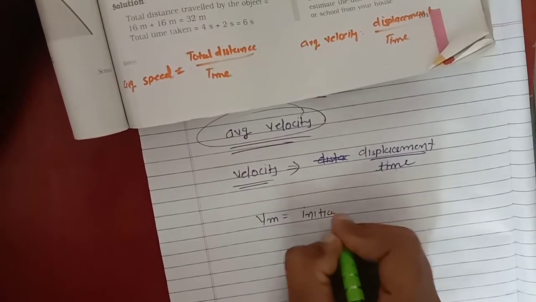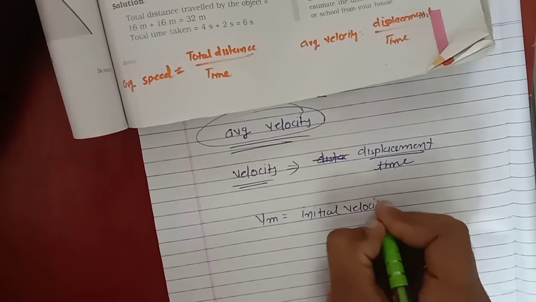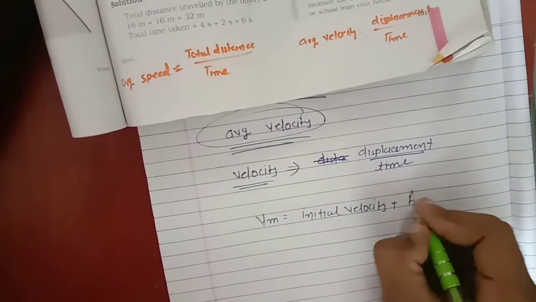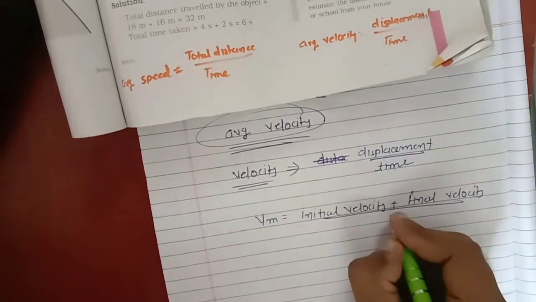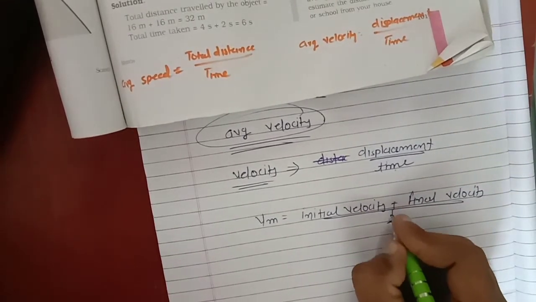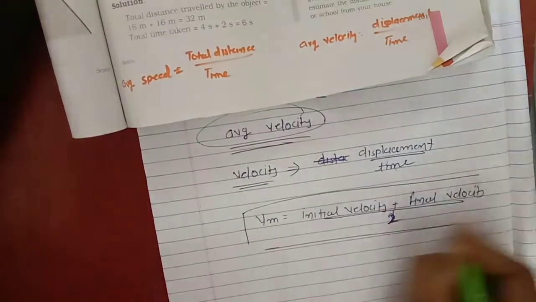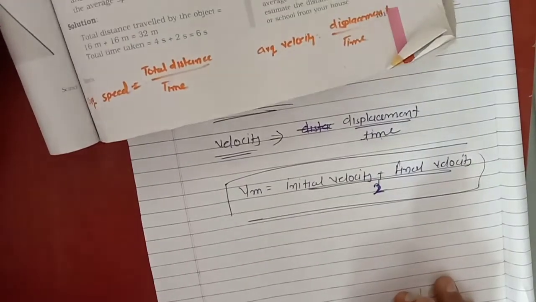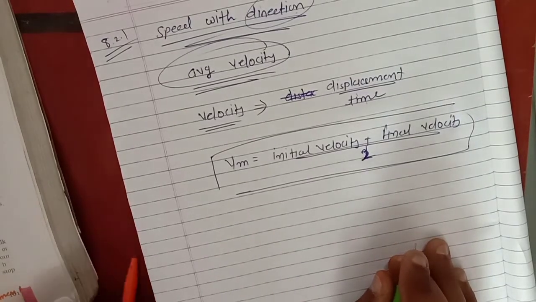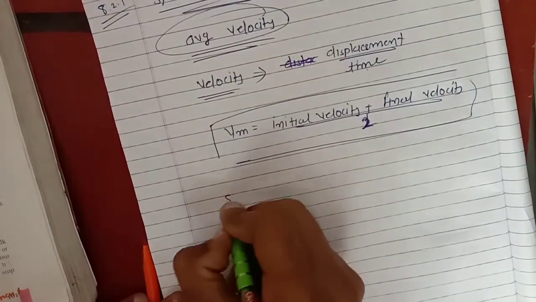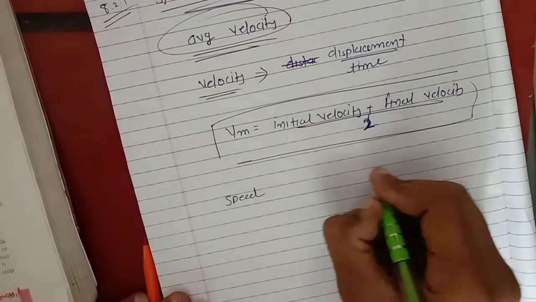Initial velocity plus final velocity upon 2. Clear? Now one question is created in your mind. What is the difference between speed and velocity?